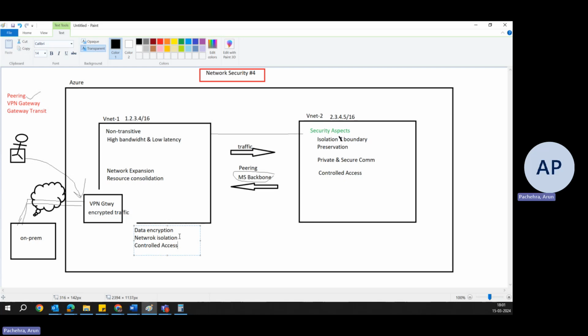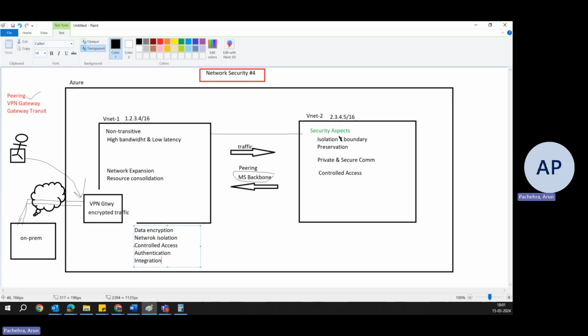Data encryption, network isolation, controlled access, but it can also help you in, which is again overlapping, I think, but we should write it down: authentication and integrity. Both are security aspects. How authentication? Because authentication in the context of VPN gateways serves as the process of verifying the identity of the devices attempting to establish a VPN connection.